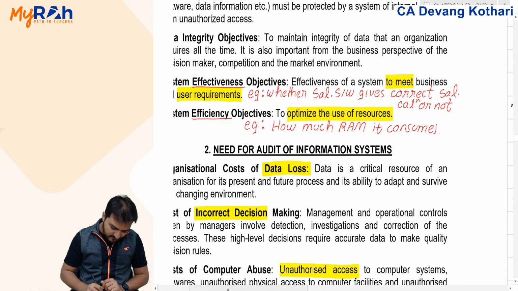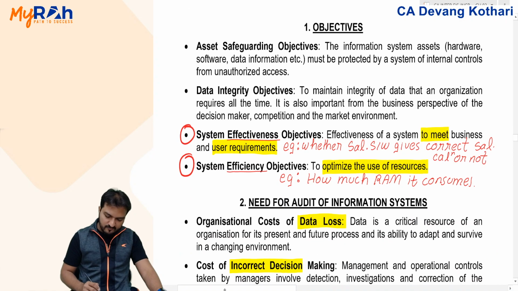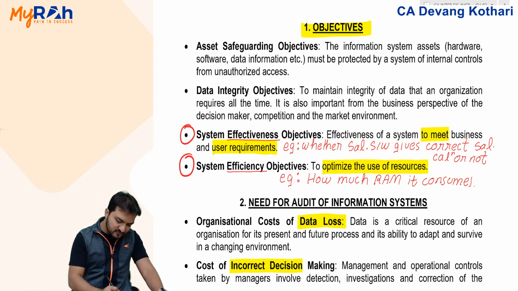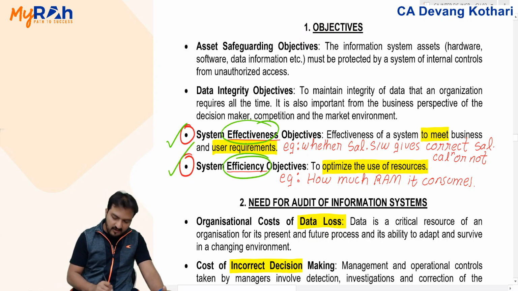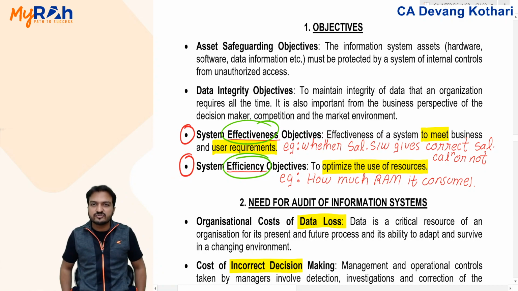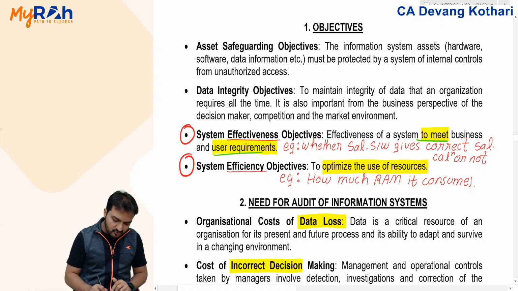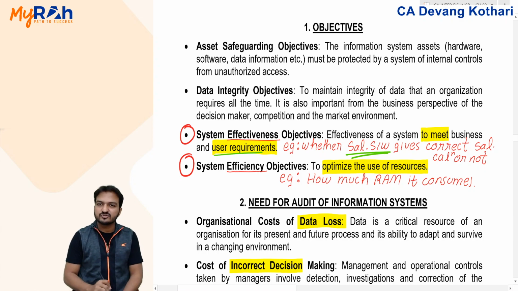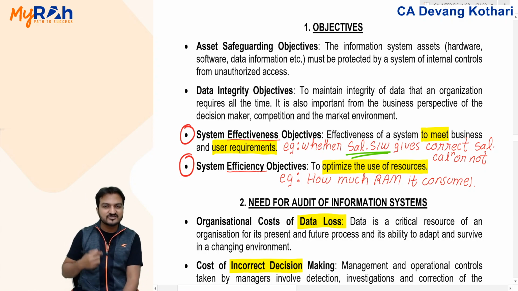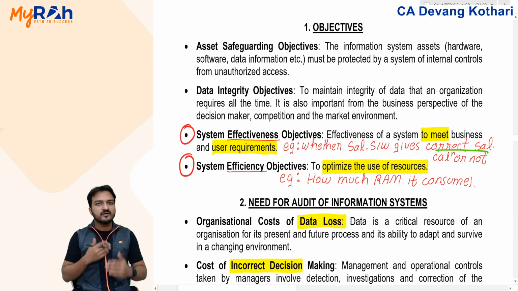Now within IS audit, the theory that you're supposed to learn was this. First, there were the general objectives of auditing. Under that, I'll discuss two important ones: system effectiveness and system efficiency. System effectiveness is to check whether the system is able to meet the user requirements or not. For example, if I give you salary calculation software, then system effectiveness is to check whether that software is calculating salary correctly or not.